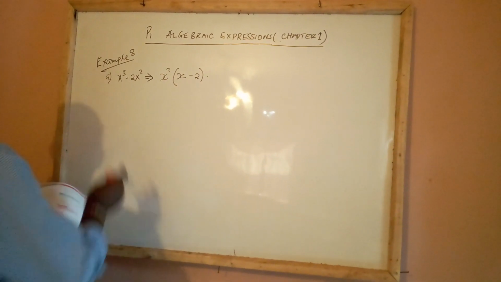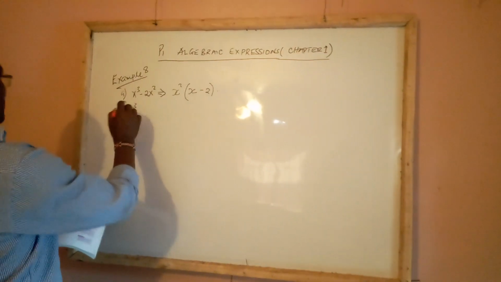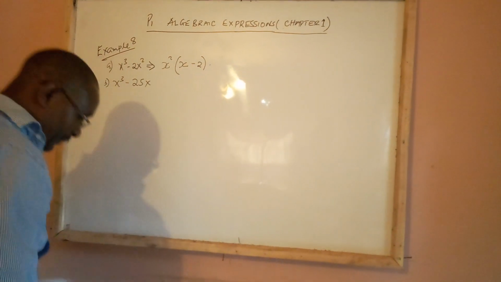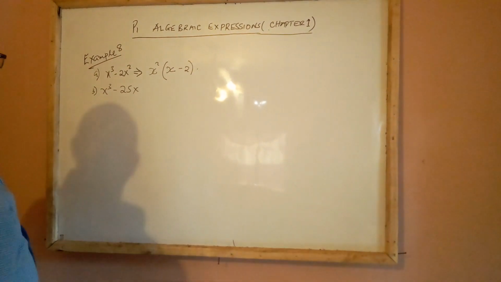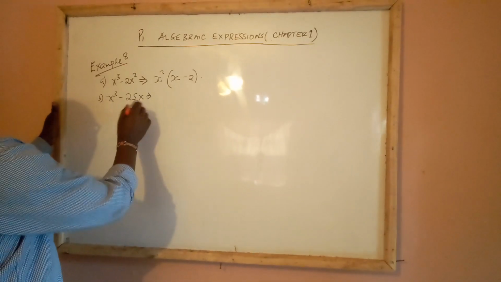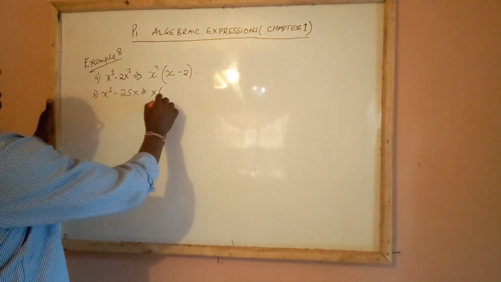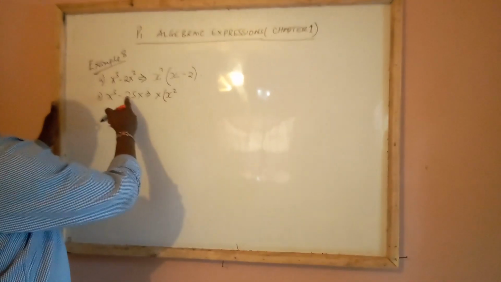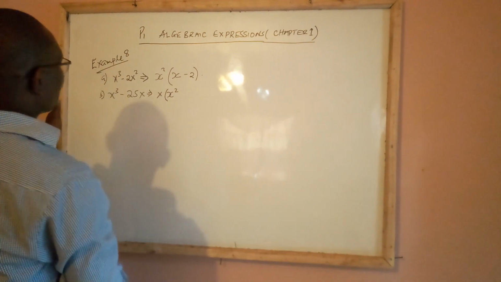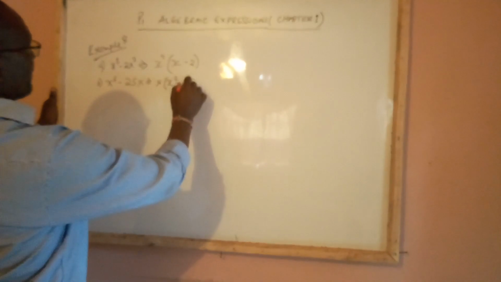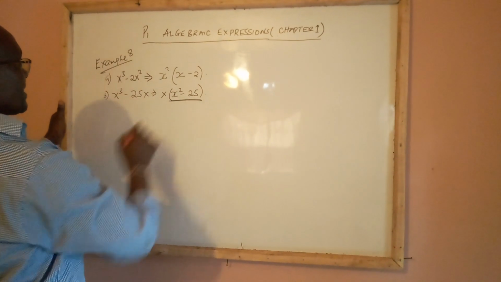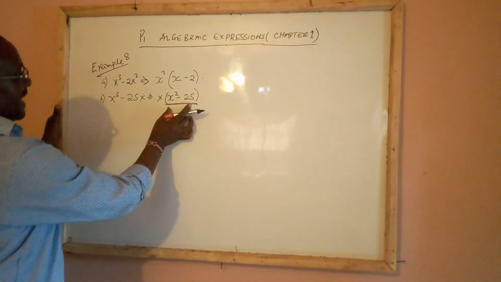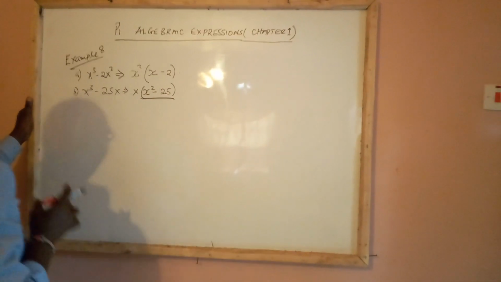Part B, we have x cubed minus 25x. X cubed and x, we have x with the lowest power, which is x to the power 1, which is common, x outside. X cubed divided by x is x squared, minus 25x divided by x remains minus 25. But something interesting is realized after we factorize, that the bracket is clearly a difference between two squares.